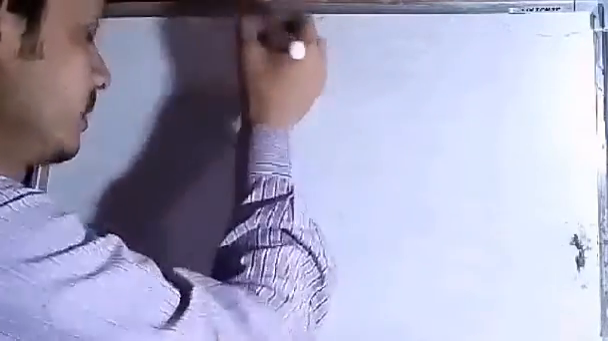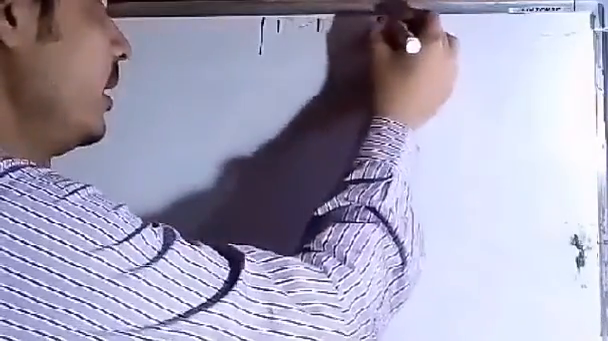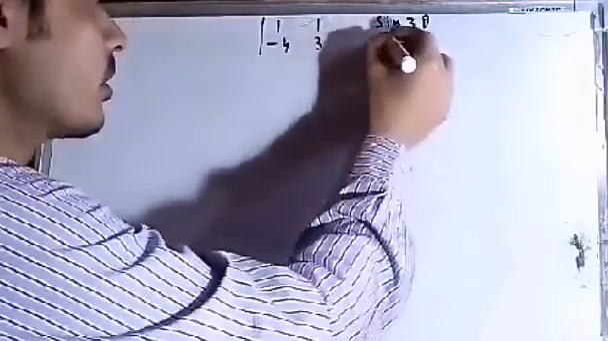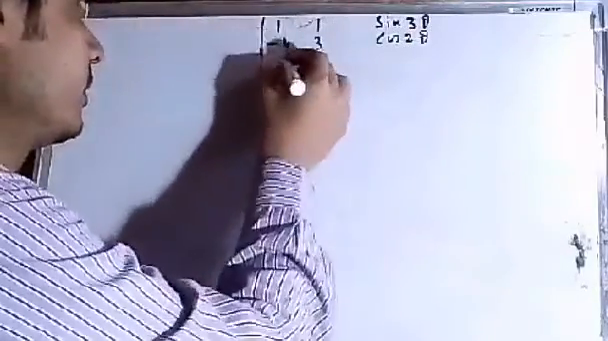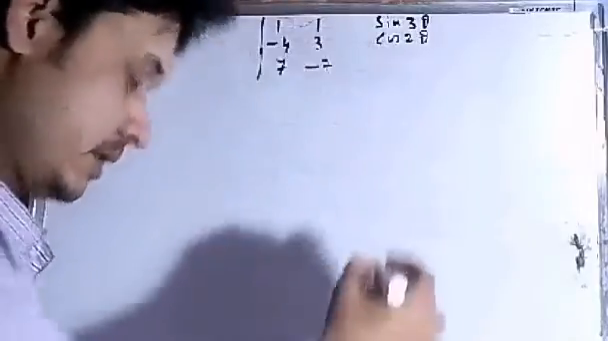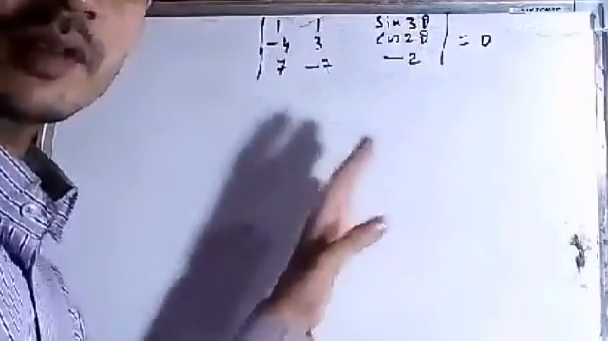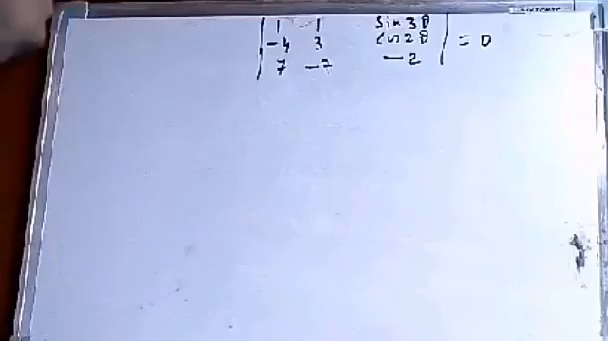Next sum is: find the value of theta such that the determinant 1, sin 3 theta, minus 4; 3, cos 2 theta, minus 7; 7, minus 7, minus 2 is equal to 0. This is given to us and we have to find the value of theta. So let's expand the determinant.